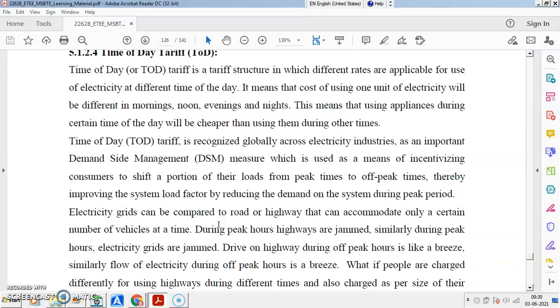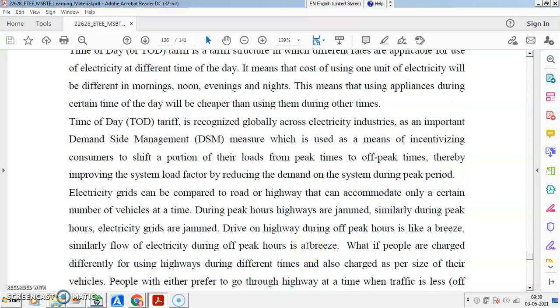The electricity grid can be compared to roads or highways that can accommodate only a certain number of vehicles at a time. So during the peak hours, highways are jammed. Similarly, during peak hours, electricity grids are jammed. Driving on a highway during the off-peak hour is like a breeze. Similarly, the flow of electricity during off-peak hours is also a breeze.